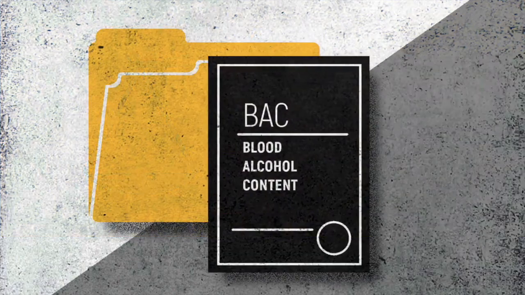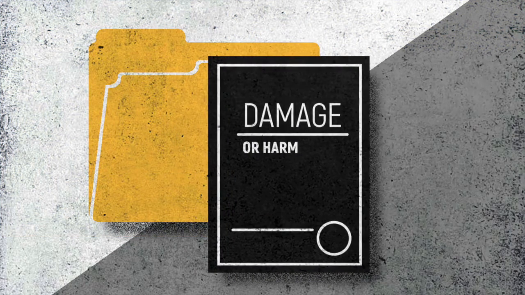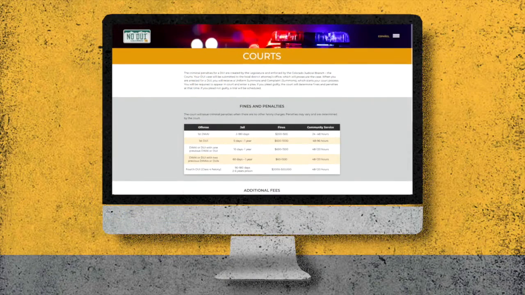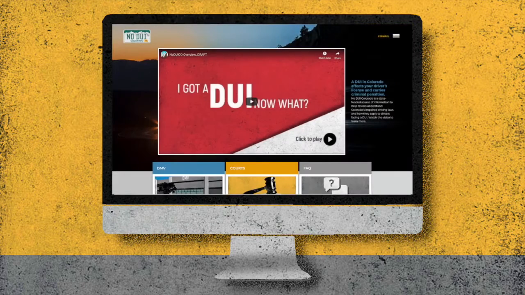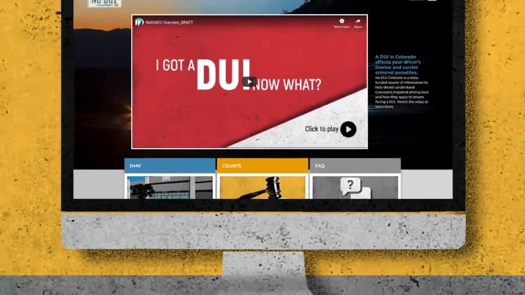Your BAC, previous DUI charges, and damage or harm caused to others will be considered when determining your court sentence. You can find a detailed chart of the criminal penalties and fines on the court page. For more detailed information on both of these paths, explore the DMV, courts, and FAQ pages on this website.